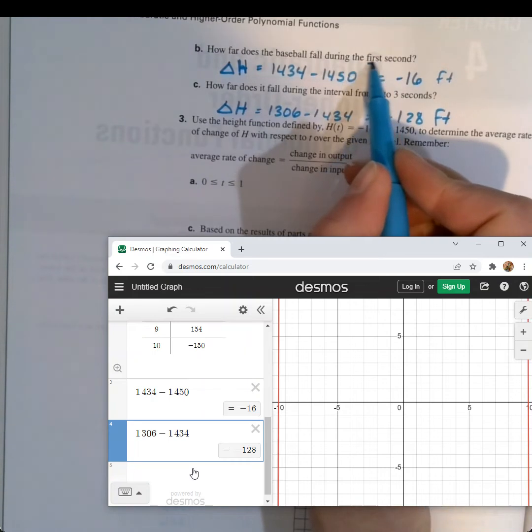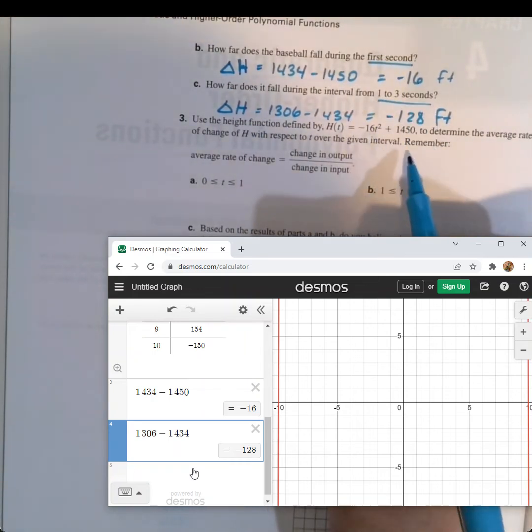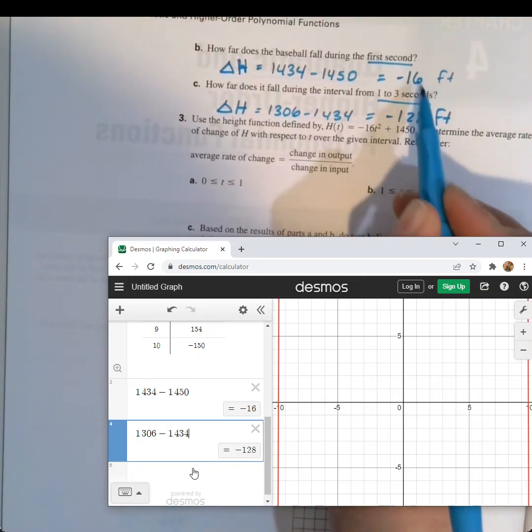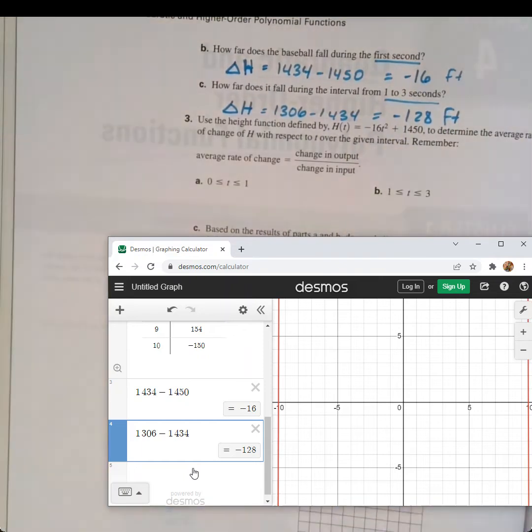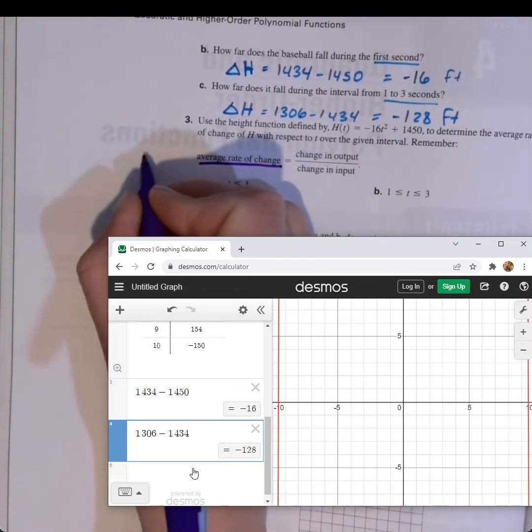Now, these aren't really comparable values because they're not over the same amount of time. This was over 1 second, and this was between 1 and 3 seconds. So it was a total of 2 seconds. So I might have expected this one to be twice as far, and I can see that that's not the case. But to get comparable values, what we really want to look at is instead of just the change in height, we want to look at the average rate of change, or the slope.